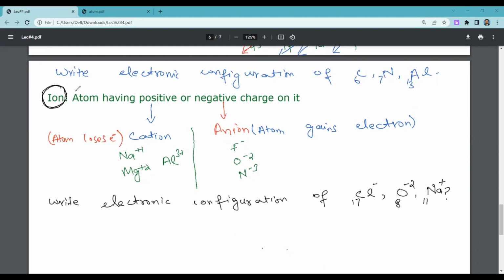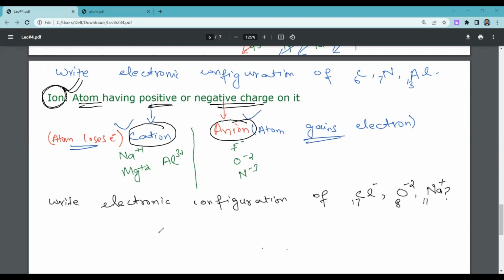What is an ion? Before writing its electronic configuration, it is necessary to understand what is meant by ion. An ion is an atom having a positive or negative charge on it. If it has a positive charge, it is said to be a cation. If it has a negative charge, it is said to be an anion. When an atom loses electrons, a cation is formed, and when an atom gains electrons, an anion is formed.